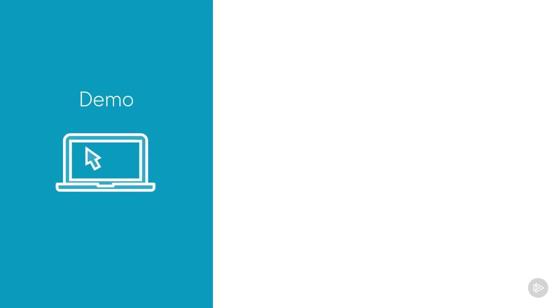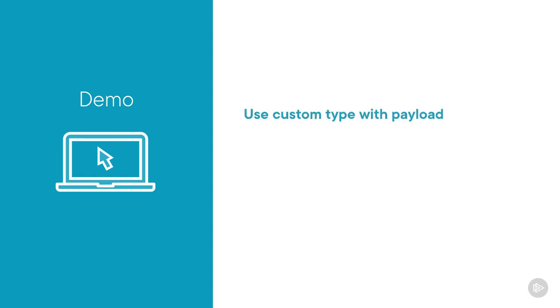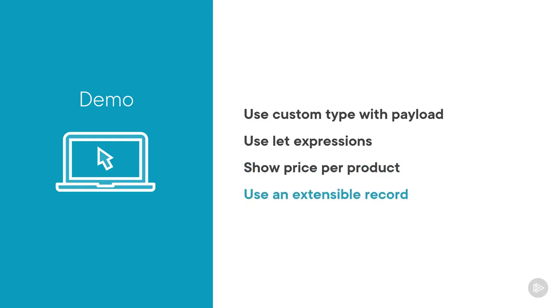Let's refactor the shopping cart to help grow it more easily in the future and make it even more interactive. First, we are going to use a custom type with payload for the on-click messages. Second, we are going to use let expressions to separate some definitions. Third, we are going to add a small feature to show prices for each product in the shopping cart. Finally, we are going to use an extensible record.